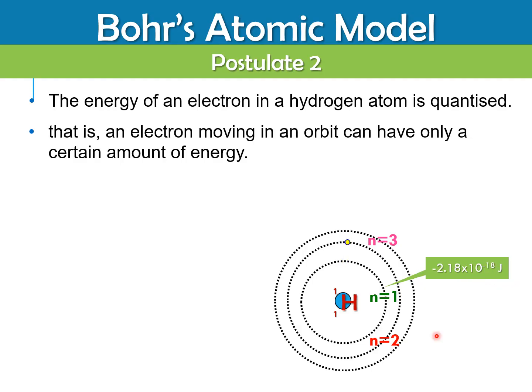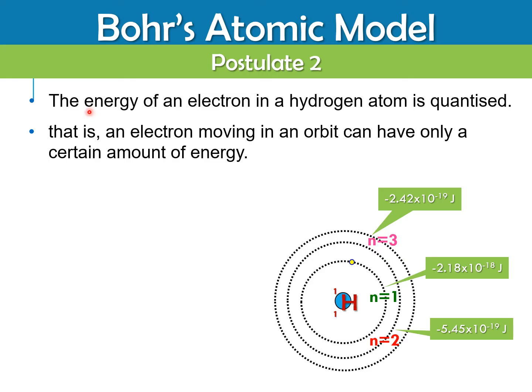Kalau elektron tu bergerak pada n is equal to 2, the energy is always fixed at negative 5.45 times 10 power of negative 19 joule. Dan kalau elektron tu bergerak pada n is equal to 3, the energy is always fixed at negative 2.42 times 10 power of negative 19 joule.